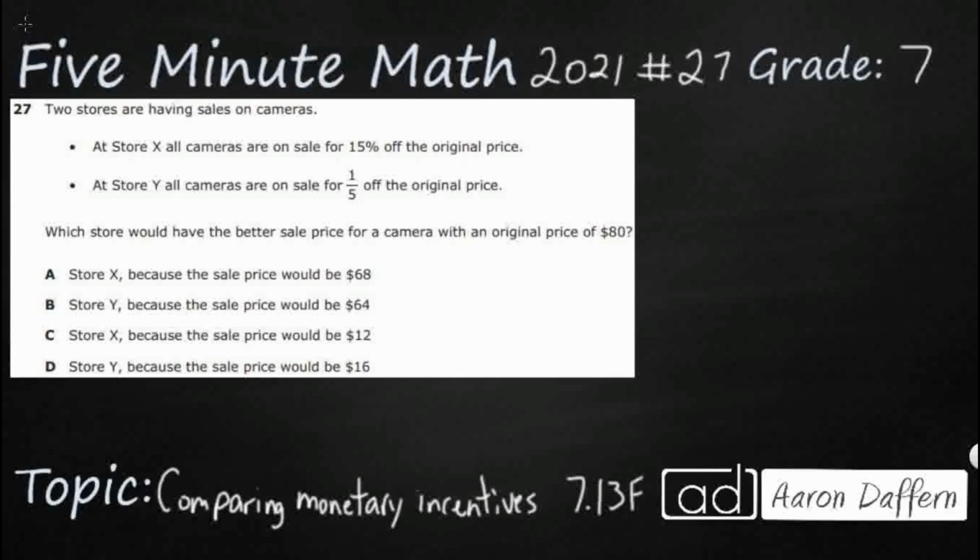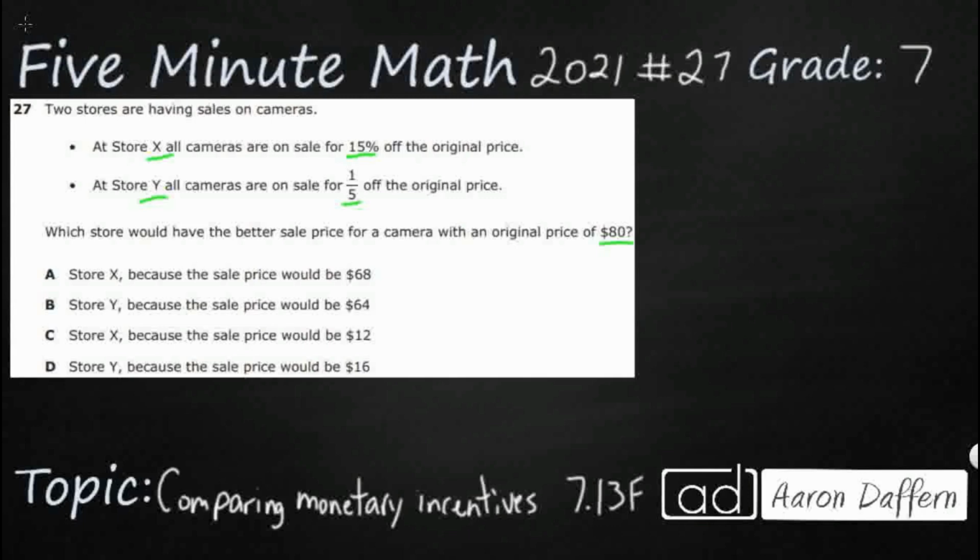So we've got two different stores. We've got store X, store Y. They're both having cameras on sale. And look, the original sales price is $80 for each. So really, all we're doing is we need to compare these two incentives right here.